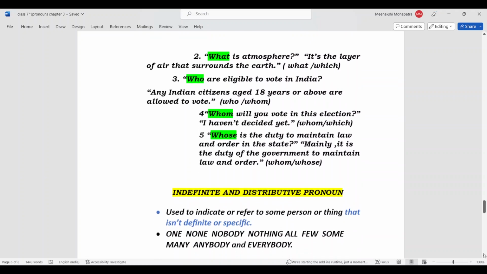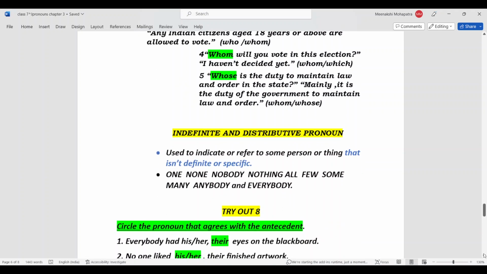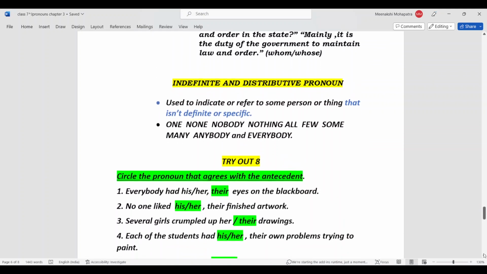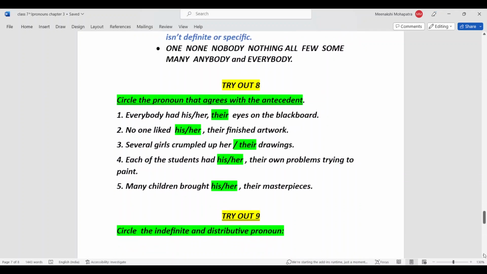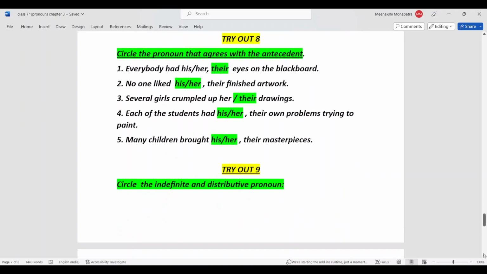Indefinite and distributive pronouns are used to indicate or refer to some person or thing that isn't definite or specific, like one, none, nobody, nothing, all, few, some, many, anybody, and everybody. Now, try out 8. Circle the pronoun that agrees with the antecedent. Everybody had his or her or their eyes on the blackboard, because it is everybody, plural, therefore their eyes.